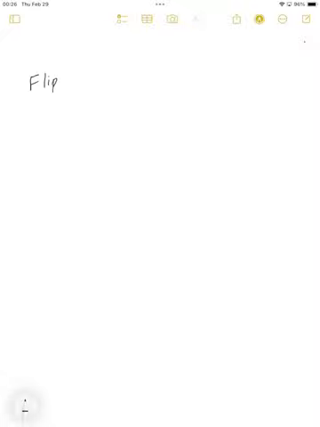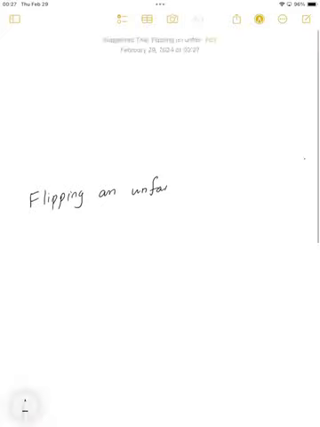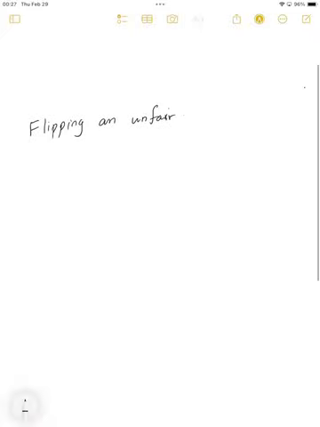Flipping an unfair coin three times. So you might ask, what is unfair? The reason I used an unfair coin is because I want the example to be more interesting.